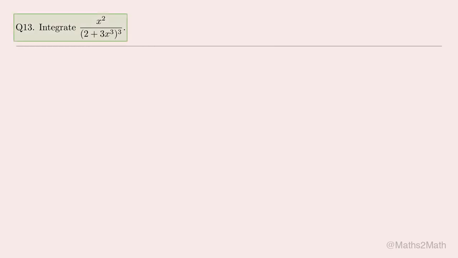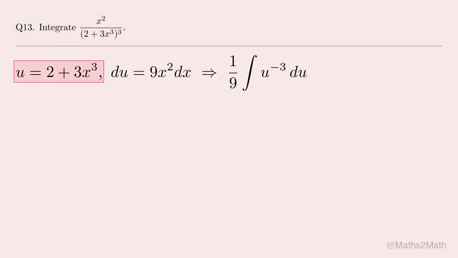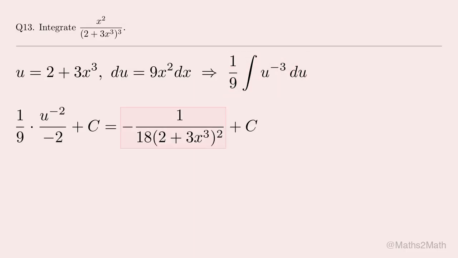Question 13. x squared is 1/9 of the derivative of 2 plus 3x cubed. A negative power of u appears. u equals 2 plus 3x cubed. du equals 9x squared dx. Integrate the negative power.